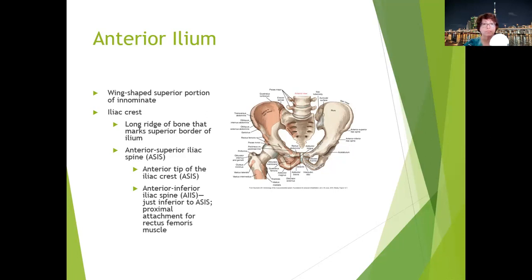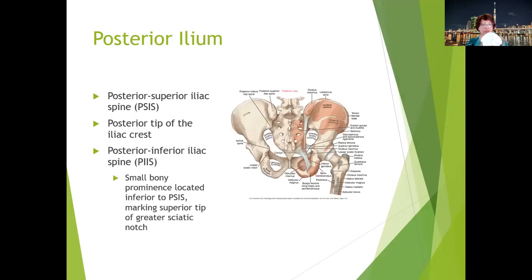The posterior ilium has the posterior portion of the iliac spine, the posterior superior iliac spine. So if you run your finger along the iliac crest from the most anterior to the most posterior, you're going from the anterior superior iliac spine to the posterior superior iliac spine.